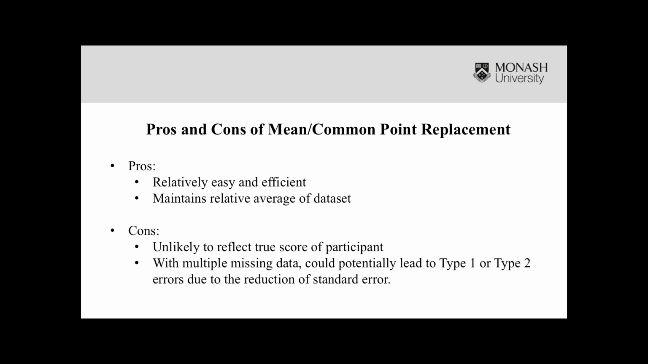Although there are pros to the mean or common point replacement, such as it's relatively easy and efficient, and it maintains the relative average of a data set, the cons in these situations actually far outweigh the pros, because a mean or common point is unlikely to reflect the true score of the participant. And with multiple missing data within your data set, you could be potentially committing a type 1 or type 2 error due to the significant reduction of standard error by centering everything within the common point or the mean.